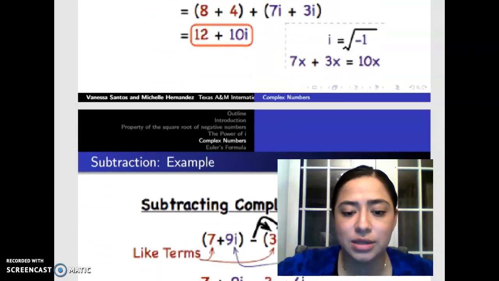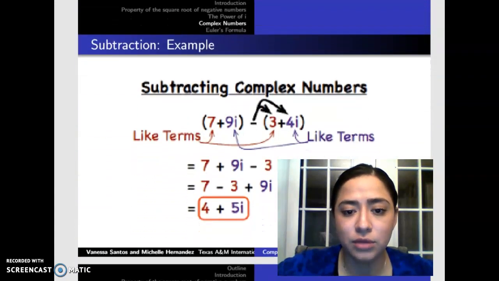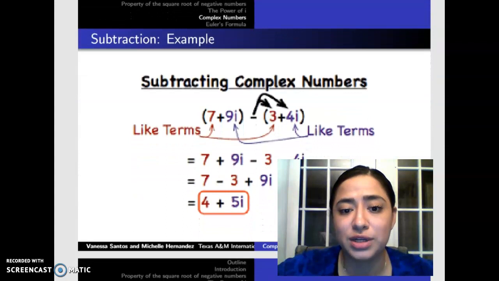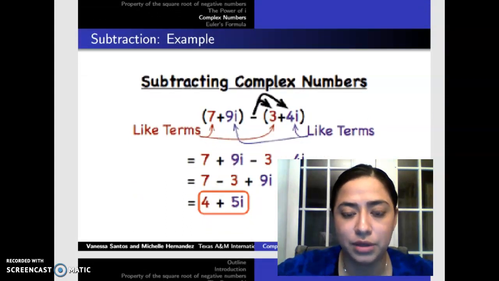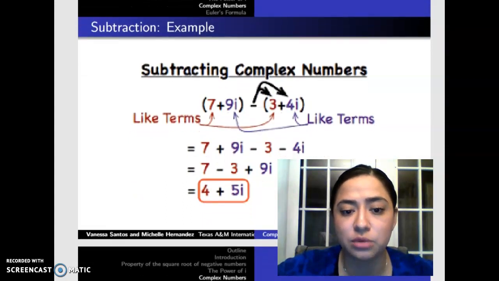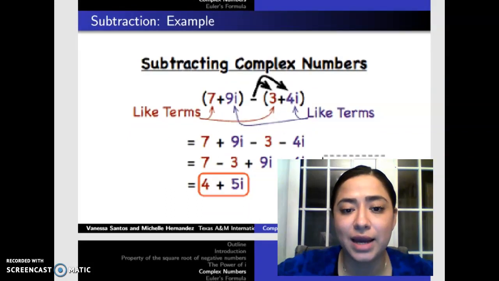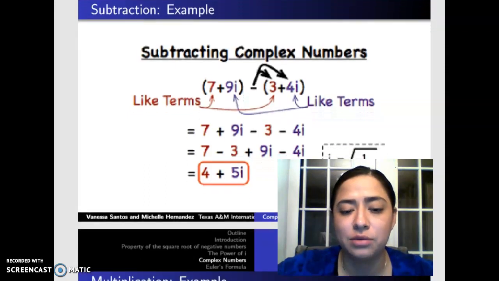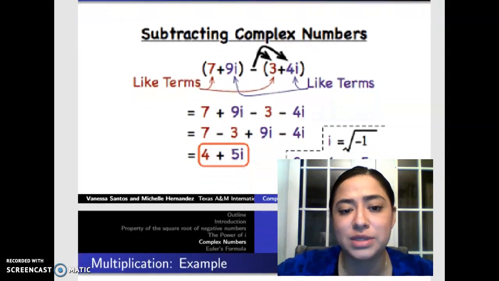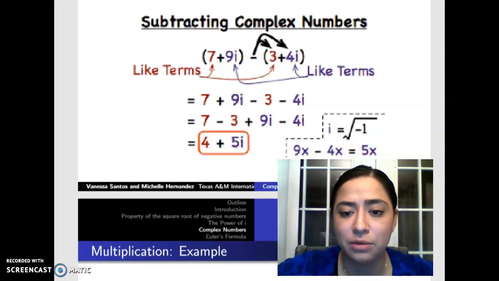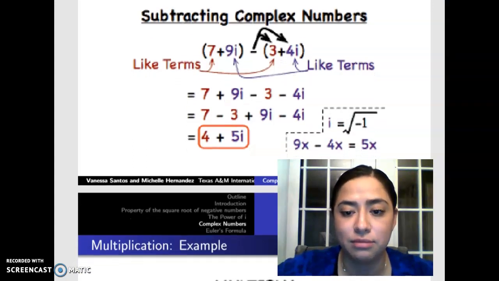For subtraction it is almost the same thing. All we need to do is make sure that we distribute the negative, the minus sign, into the expression, which will be 7 plus 9i minus (3 plus 4i) equals 7 plus 9i minus 3 minus 4i, which then we combine like terms, which will be 7 minus 3 plus 9i minus 4i, which gives us 4 plus 5i. Remember that i is equal to the square root of -1.